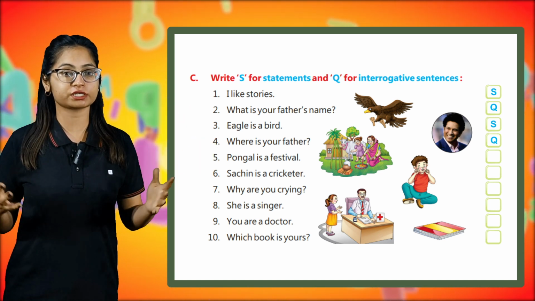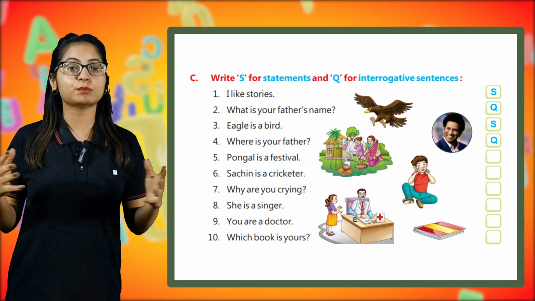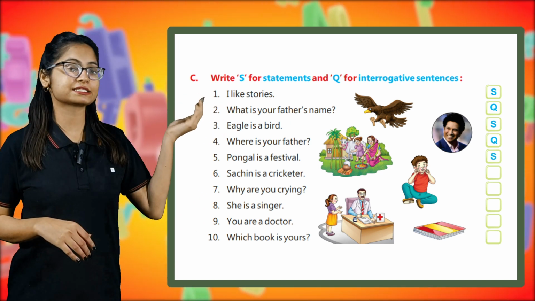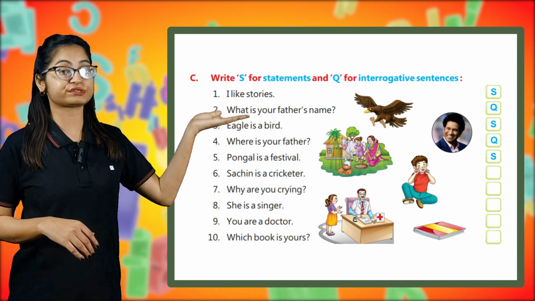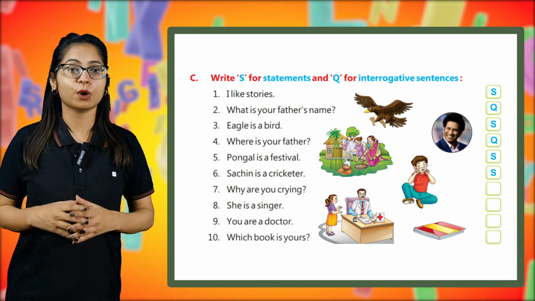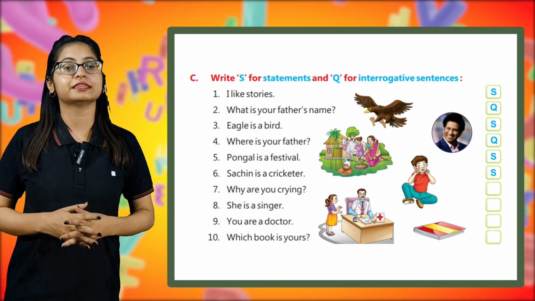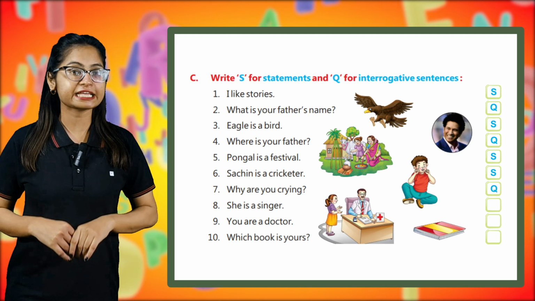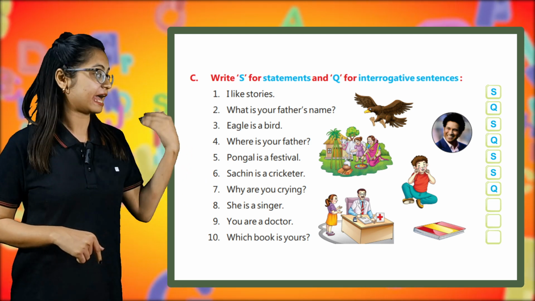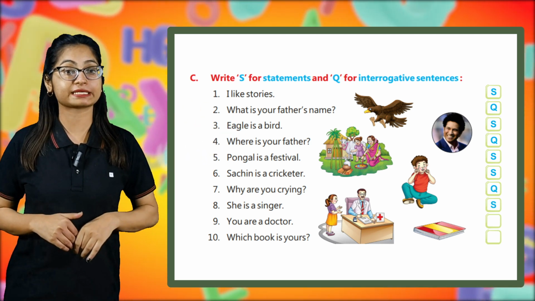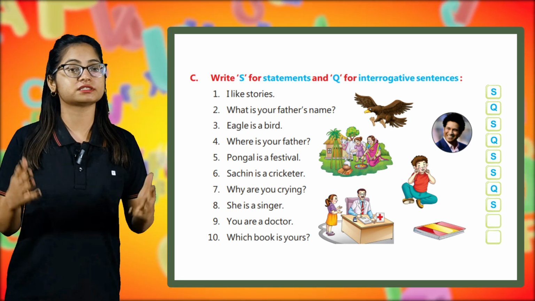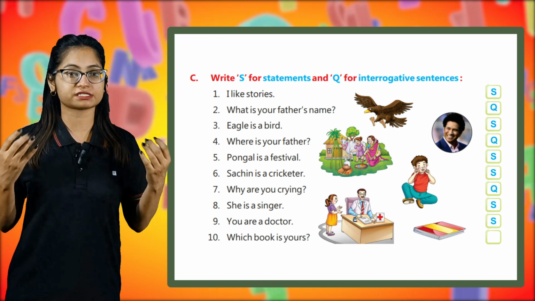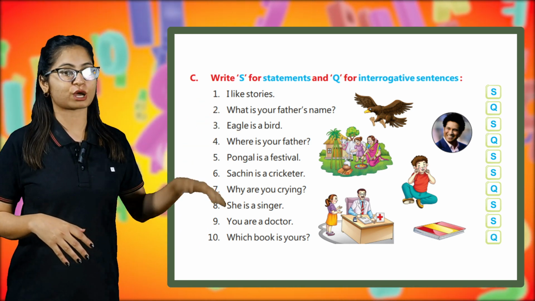Next, we have Pongal is a festival. That's a statement. We will write S. Sachin is a cricketer. It's also a statement. So we will write S. Why are you crying? That's a question. So we will put Q for that. Next, she is a singer and we will write S for that because it's a statement. You are a doctor, so we will write S. Next, which book is yours? So we will put Q for a question.